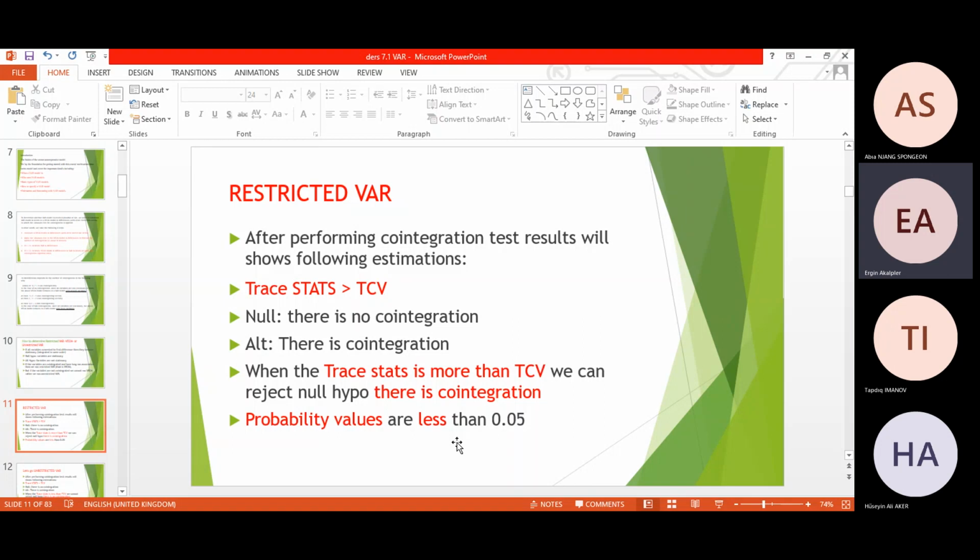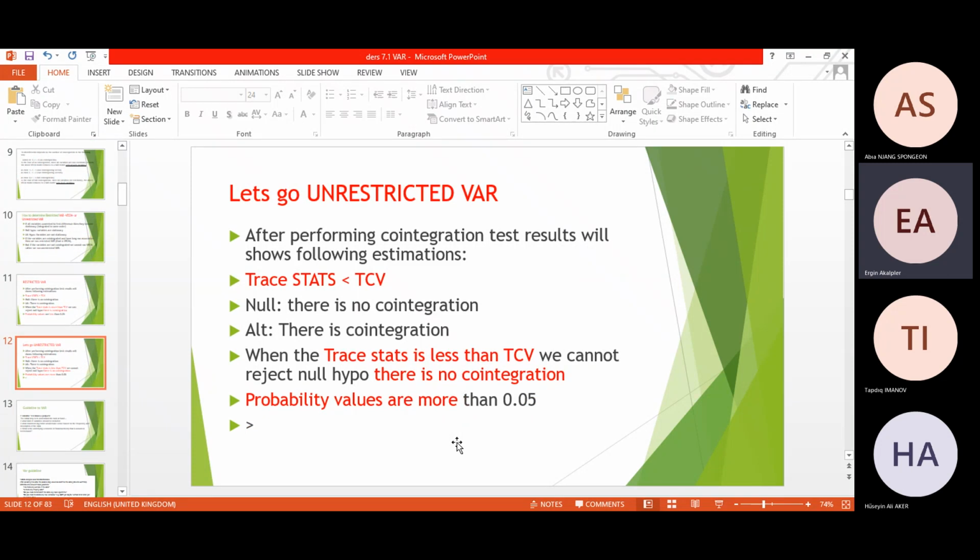In the opposite case, where we are going to the unrestricted VAR, after performing the co-integration test, the results will show the following estimations. The trace statistic now becomes less than the test critical value. The null is there is no co-integration, and the alternative is there is co-integration. When the trace statistic is less than the test critical value, we cannot reject the null hypothesis. There is no co-integration, and the probability value is more than 0.05. Then we will perform the unrestricted VAR.